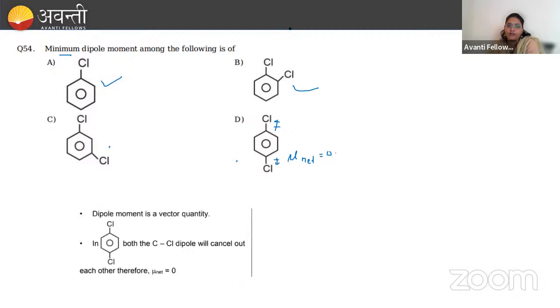Very easy question. You know dipole moment is a vector quantity. So what is dipole moment? The difference between the electronegativities. Here the carbon and chlorine electronegativity difference is present. That's why this bond will have a dipole moment in it. Right? Okay, let's move on to the next question.